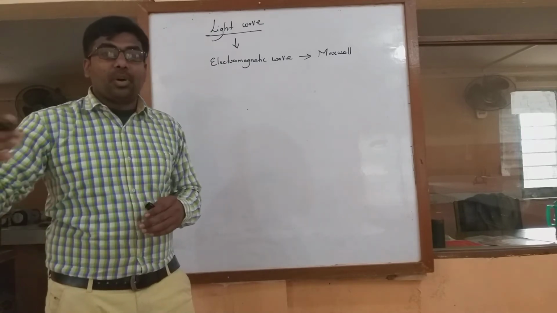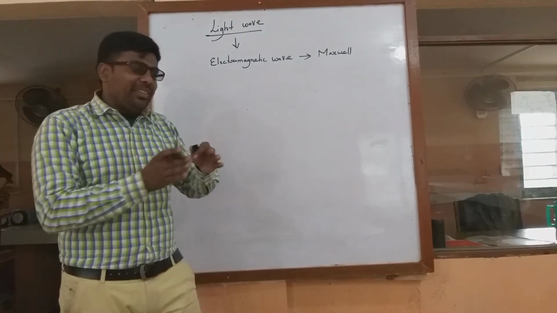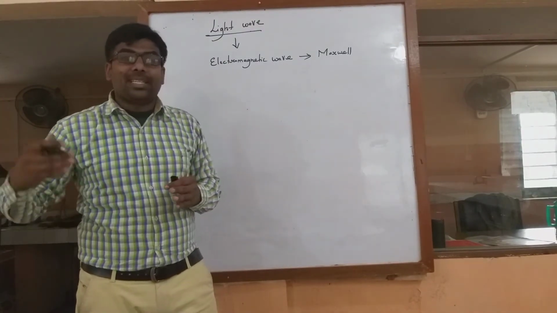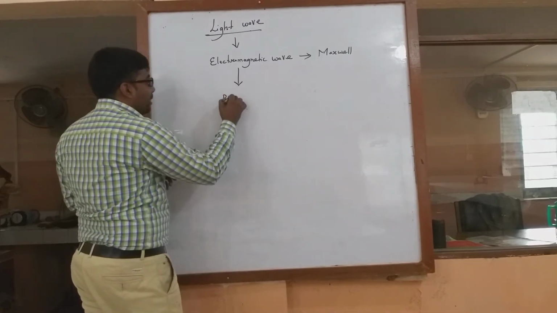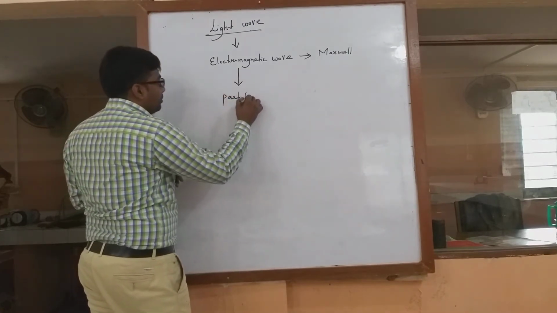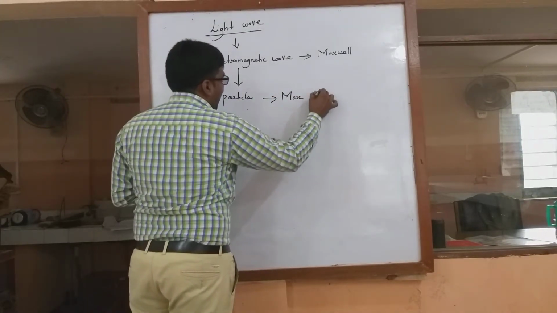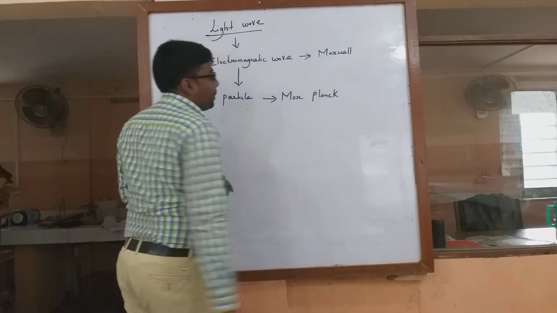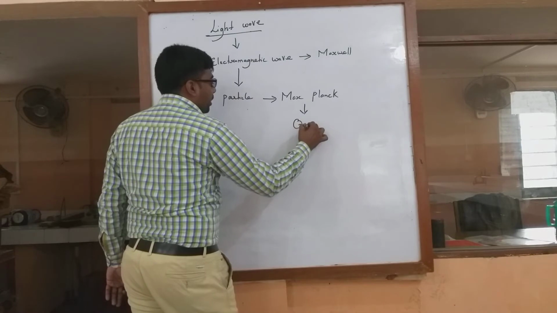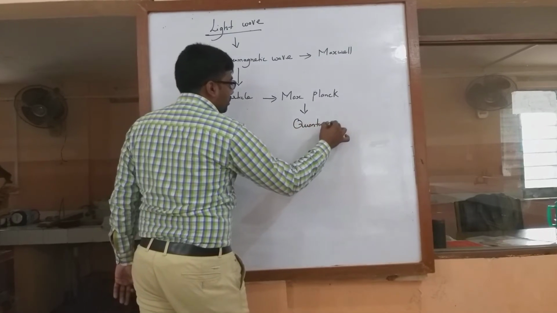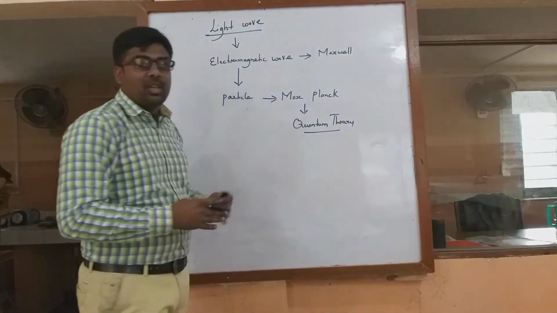Light always travels in the form of a wave, and this was proposed by Maxwell, but he did not give any evidence for whether it will travel as a particle. Later on, it was proved to be a particle by the scientist Max Planck. Max Planck, in his theory, and this theory we call quantum theory. The quantum theory is a very important theory in the field of physics.